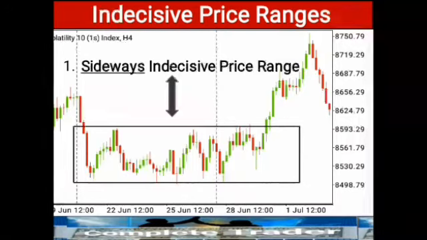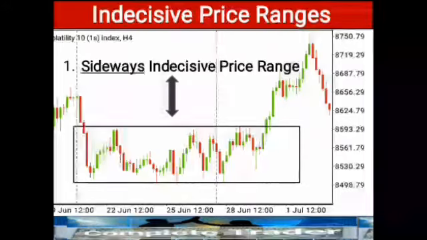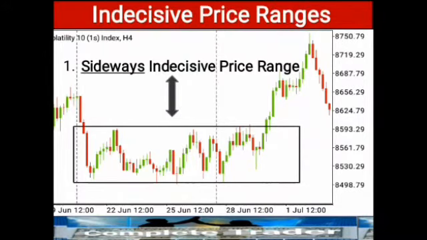So indecisive price range number one, we have the sideways indecisive price range. Basically, price is just moving sideways, and you can actually box it out. You can use a rectangle and place it around price. You can see the highs or the tops are relatively equal.